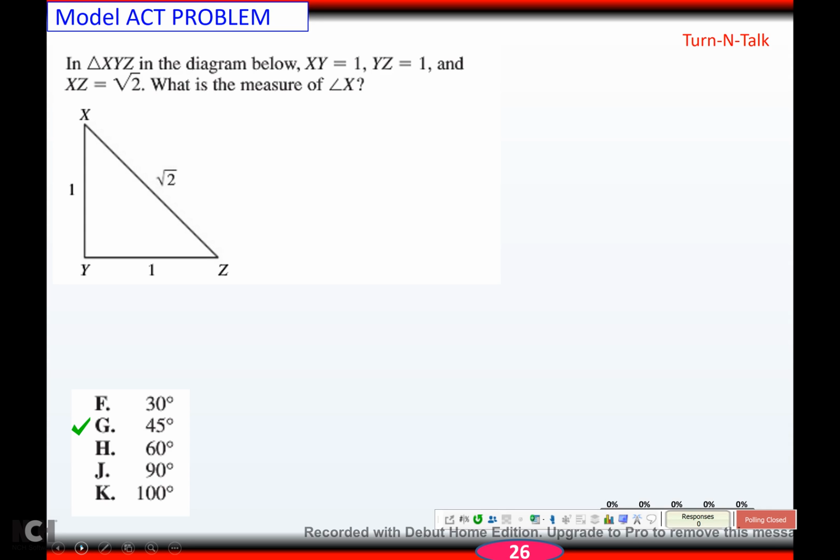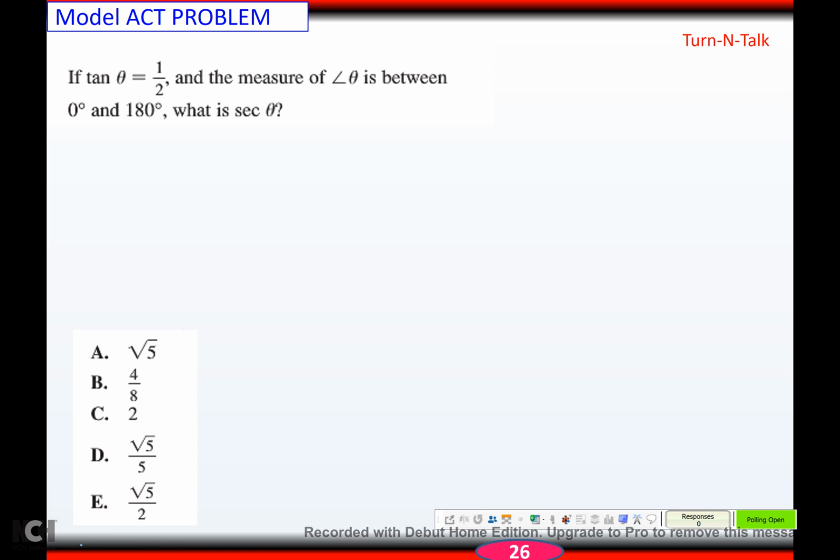In triangle XYZ, in the diagram below, XY equals 1, YZ equals 1, and XZ equals square root of 2. Wow, that looks familiar. Oh yeah, it's a 45, 45, 90 triangle. When your legs are equal, guys, I promise you, and it's a right triangle, it's a 45, 45, 90 right triangle, which means the angles are both 45 degrees. Okay, try this one.